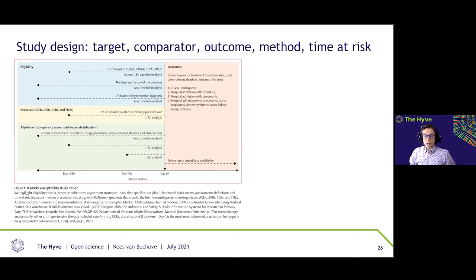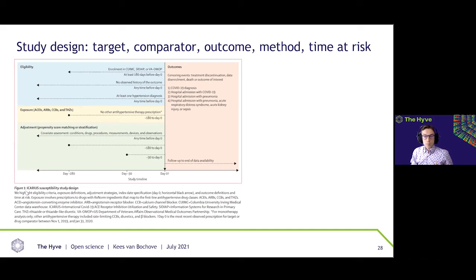And now we have a number of important aspects of the study design. We have the exposure, which gives us our target and comparator cohorts. So again, target would be something like ACE inhibitors and angiotensin receptor blockers. The comparators would be similar drugs. We have the method, so adjusting by using propensity scores, etc. And then in the end, computing the hazard ratios.